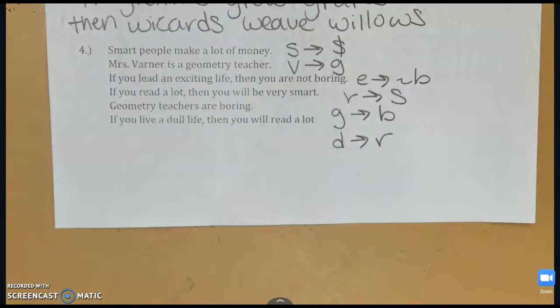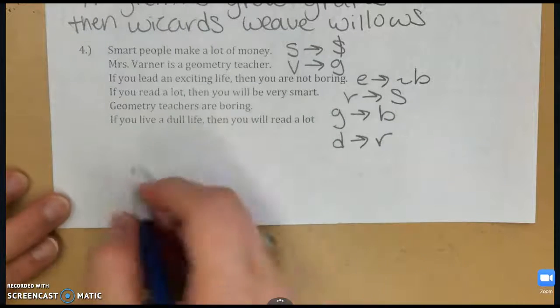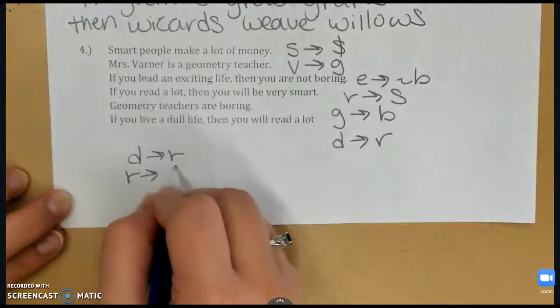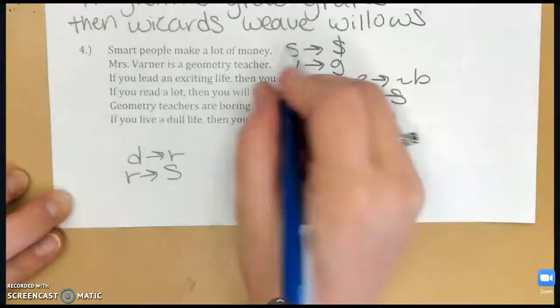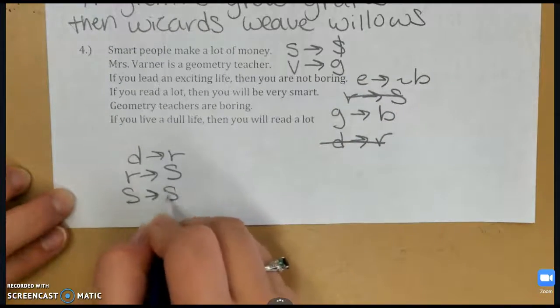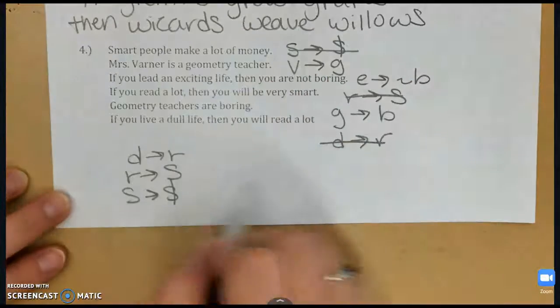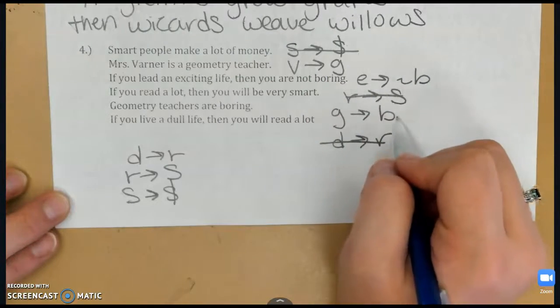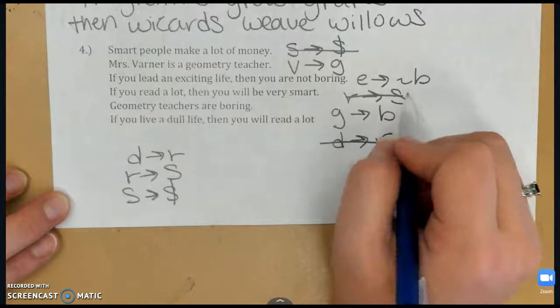Okay, so let's try to piece these together. If I have a dull life, then I read a lot. If I read a lot, then I'm really smart. If I'm really smart, I make a lot of money. Dull life, dull life. I'm running out of things that go together here. Let's see.